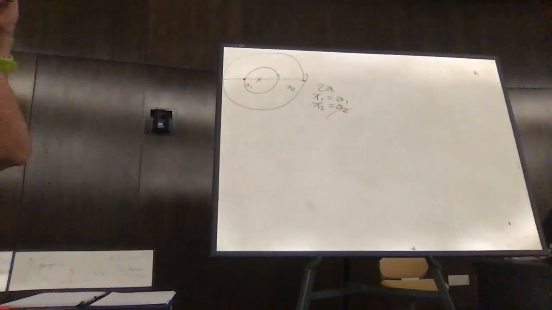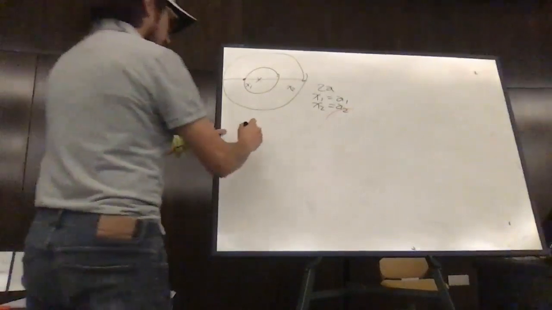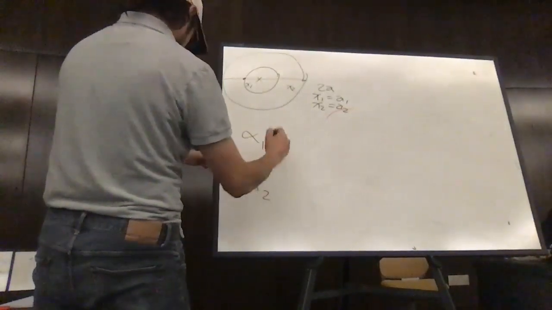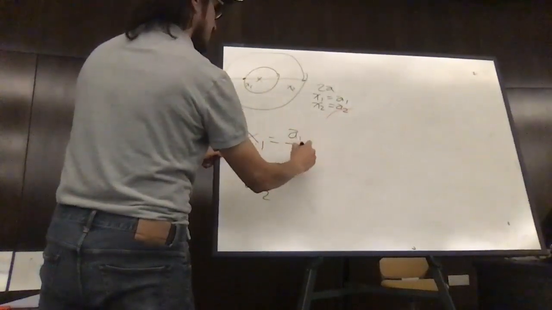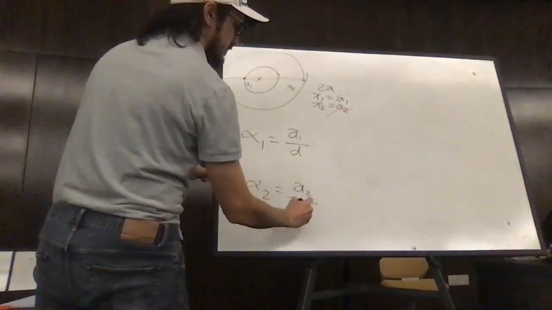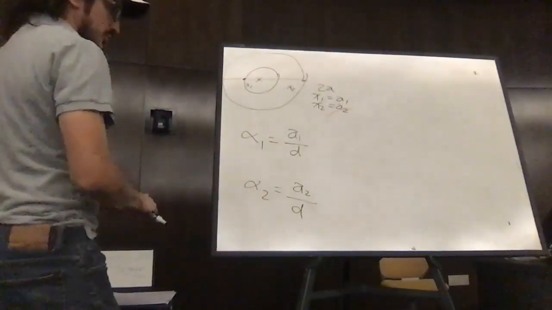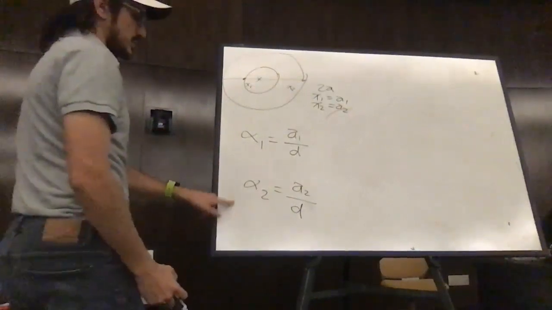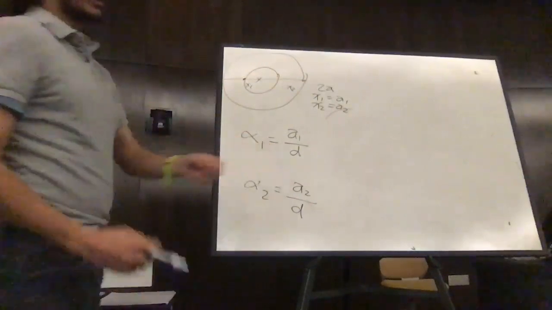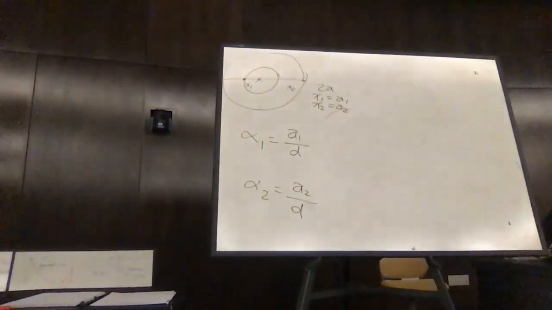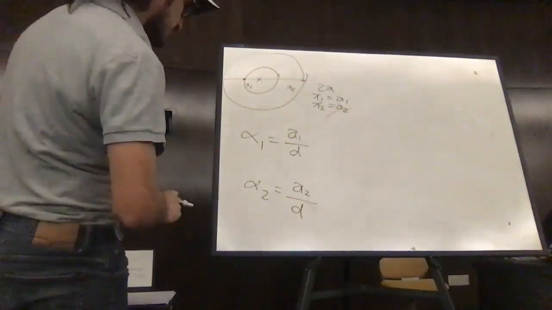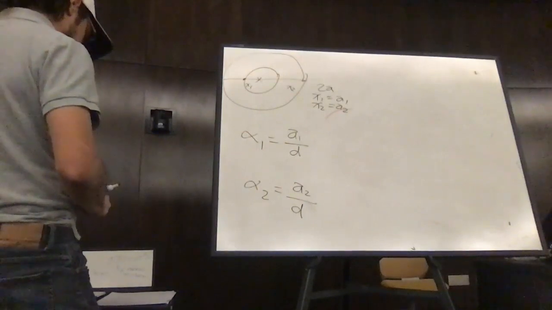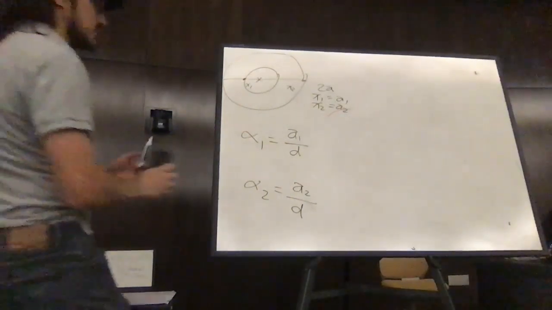So what do we really measure that we can look at is, we call it alpha 1 and alpha 2. Is A1 over D, A2 over D. So A1 and A2 are these distances. This is going to be an angle, an arc length. And D is the distance from the Earth to where this system is located. So it's the angular separation. Okay, so keep that in mind.